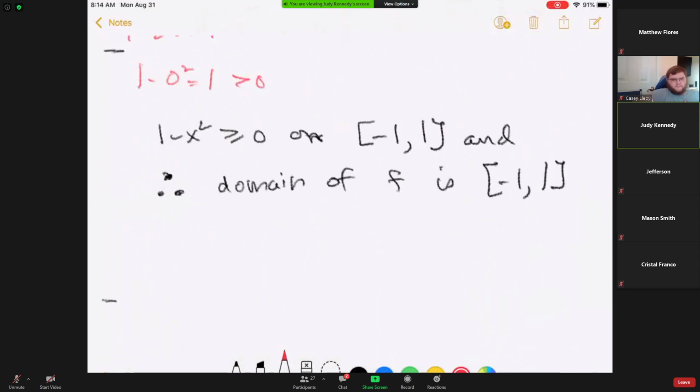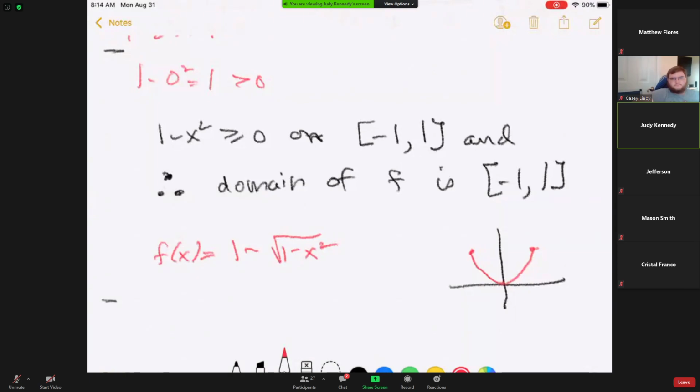And I'm not going to go through the details of this, but let me just sketch the graph of this thing. It looks like this. Looks like that because, remember, f of x is 1 minus the square root of 1 minus x squared.